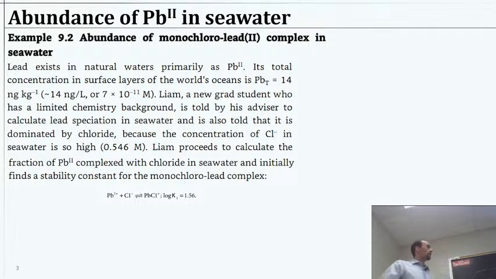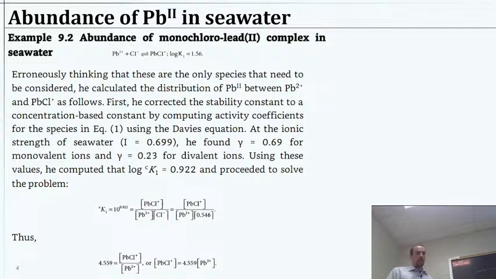So Liam proceeds to calculate the fraction of Pb2+ complexed with chloride in seawater, and initially finds a stability constant for the monochloro lead complex. So this is Pb2+ plus Cl- in equilibrium with PbCl+, because it's 2+ and 1-. And we've got an equilibrium constant for that. Log K is 1.56. Great. So, erroneously thinking that these are the only species that need to be considered, he calculated the distribution of lead between Pb2+ and PbCl+ as follows.